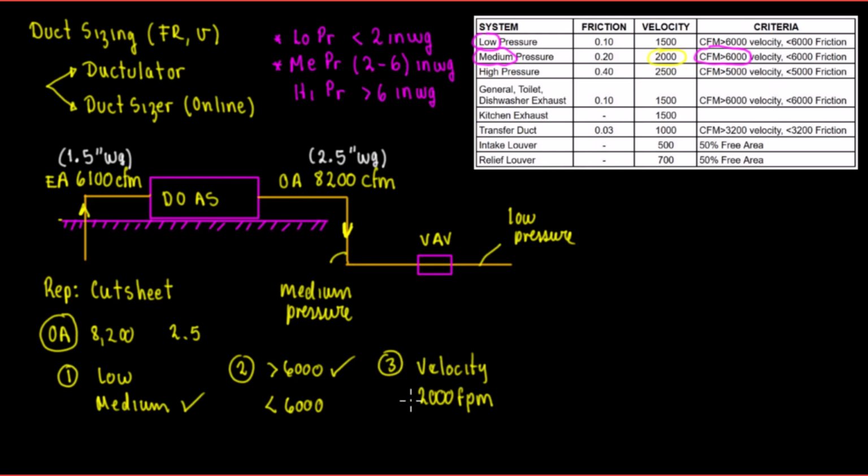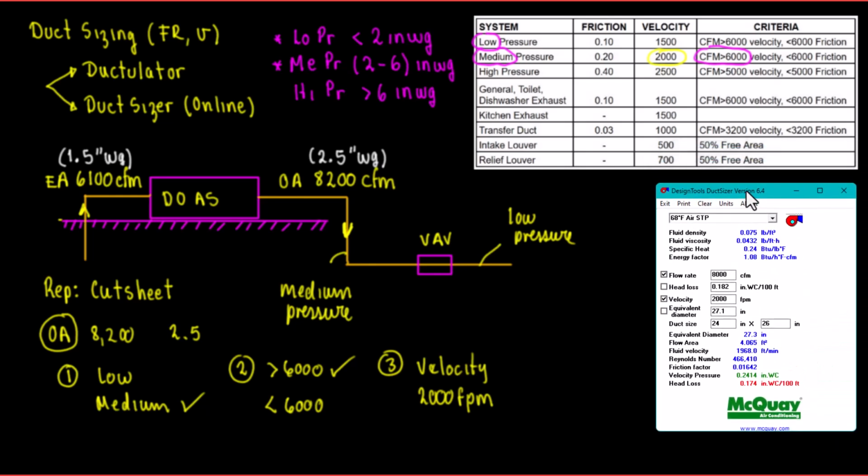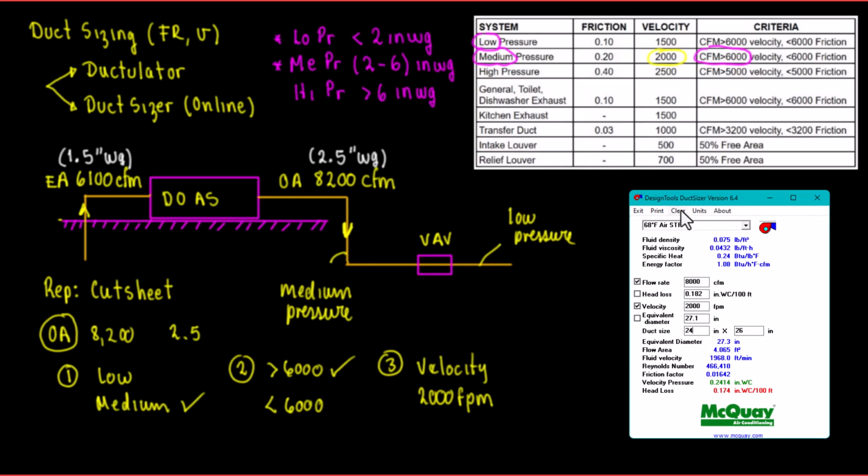There we go. Now you can go to your duct sizer, to your ductulator. In my case, I'm going to use the version that I have, which is the duct sizer. I'm going to clear units. Okay, what's the flow rate? The flow rate in here is 8,200. So I'm going to put in here 8,200.